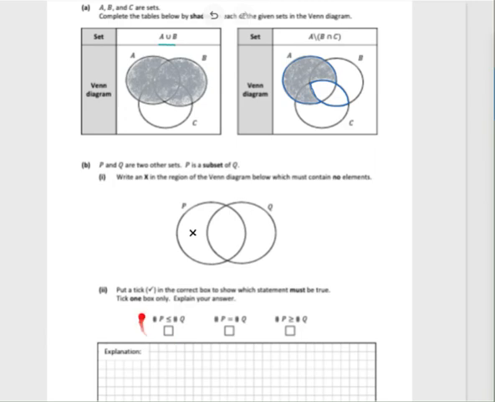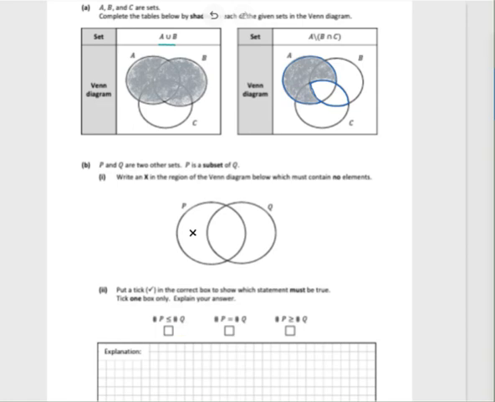Let's read the three of these statements. Okay, so this symbol here means it's the cardinal number. It looks like a hashtag, and it means how many elements are in the set. So the number of elements in P is less than or equal to the number of elements in Q.